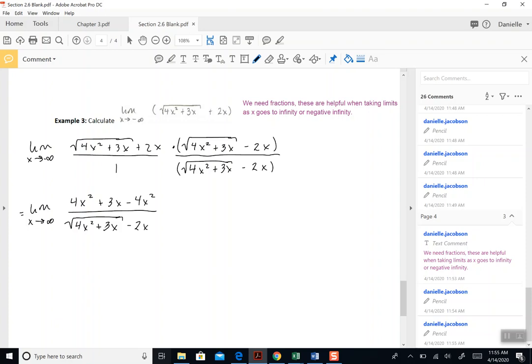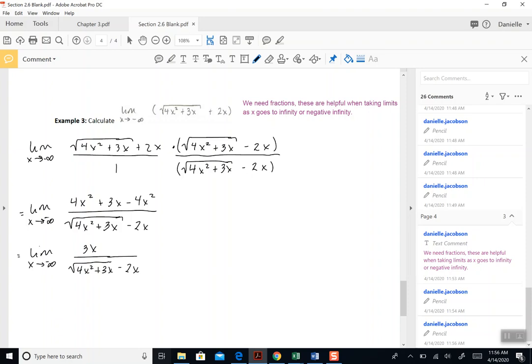All right, numerator looks awesome here, simplifies really nicely. So we have the limit as x goes to infinity of 4x squared minus 4x squared is just 3x. And this is a negative infinity. I keep forgetting to write that, sorry. Okay, in the denominator we have root 4x squared plus 3x minus 2x.